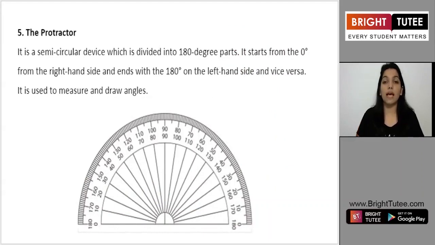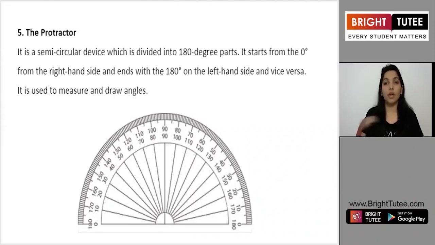Now comes another very important tool for construction. It is called the protractor. I hope you do remember what a protractor is. We have already learned about this when we were learning about angles, right? Now, what do we know about a protractor? It is a semicircular device which is divided into 180 degree parts, right? I hope you do remember.